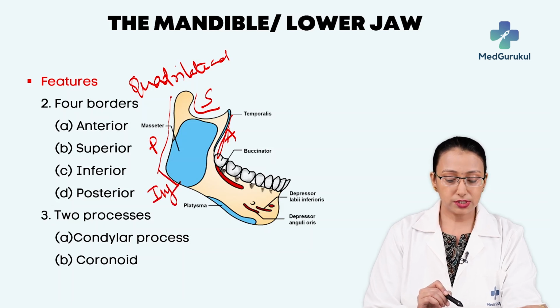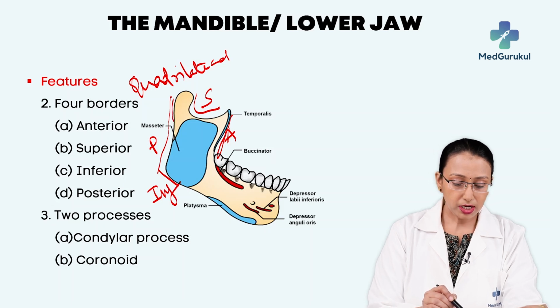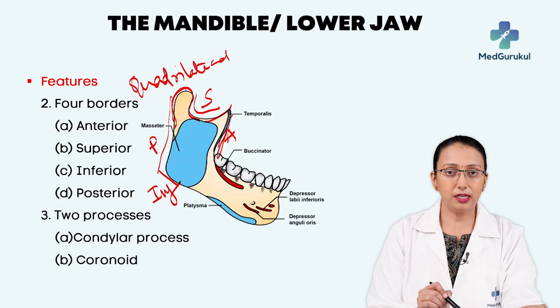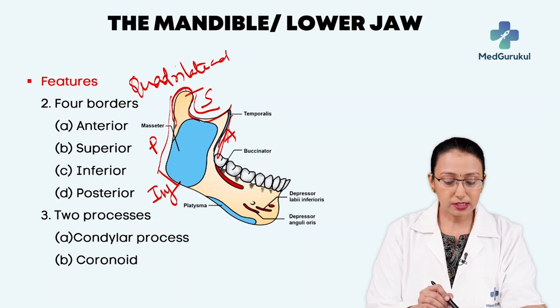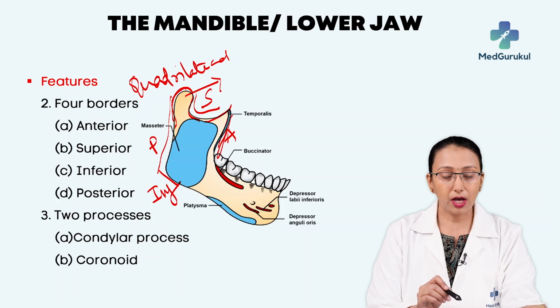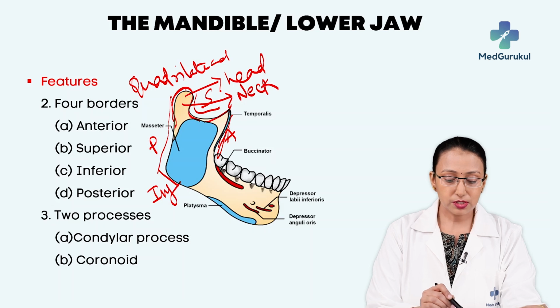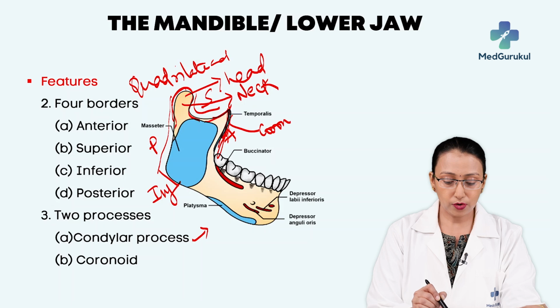Then it has two processes: the condylar process posteriorly and the coronoid process anteriorly. The condyloid process is expanded on the upper part, which is called the head of the mandible. There is a constricted portion just below the head, called the neck of the mandible. Then anteriorly, the sharp, pointing projection is called the coronoid process.